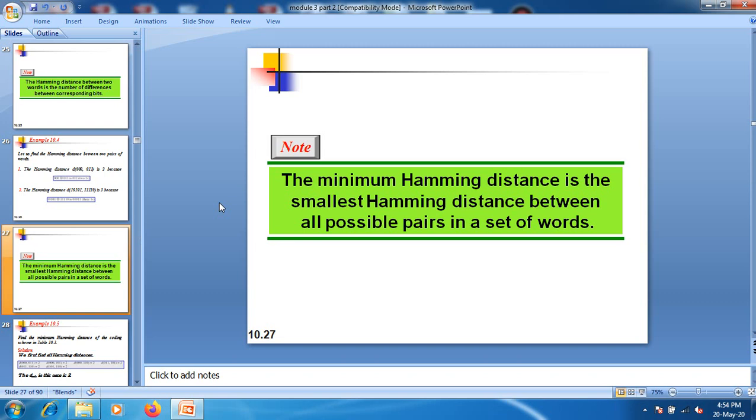When it comes to designing a coding system or the code words, we use another measure called the minimum Hamming distance. That is the smallest Hamming distance between all pairs in a set of words here.